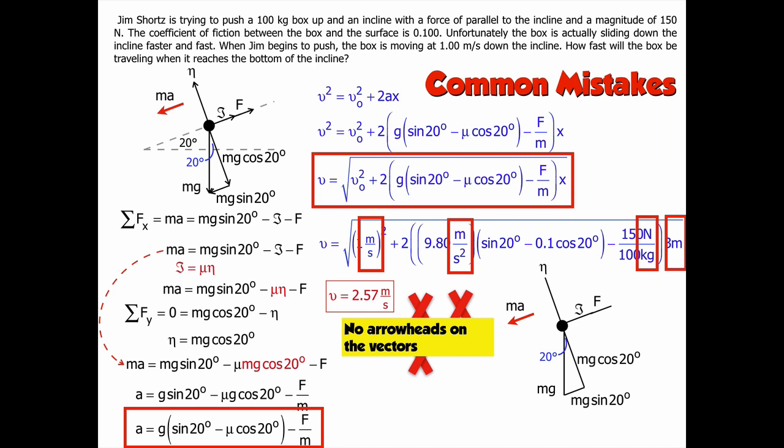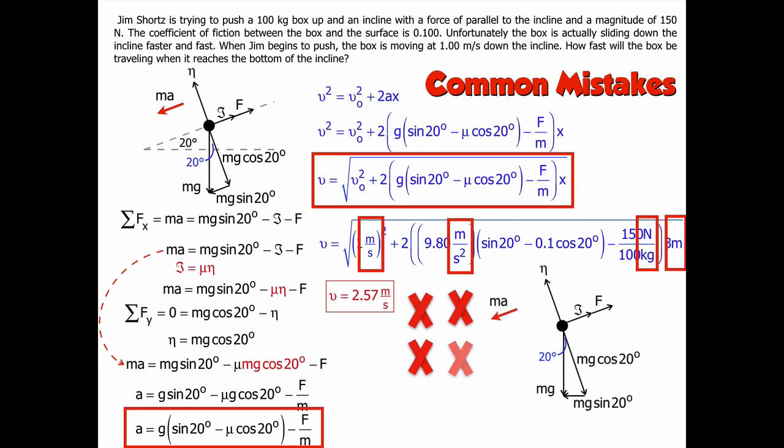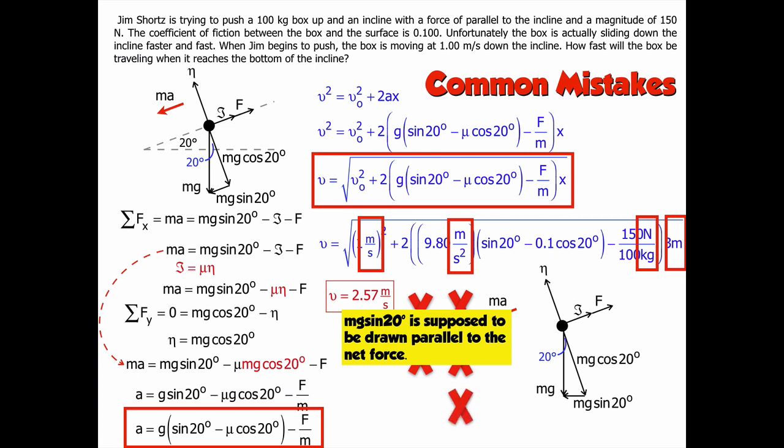Okay, let's keep going. Here's another one, a subtle mistake. Look at mg sine 20 and look at friction and look at Jim's force. They're all supposed to be parallel to each other, but mg sine 20 is parallel to the ground, not the net force and not those other forces. So that's the problem there, it's actually drawn wrong. It's got to be parallel to the ground. So don't make that mistake either.